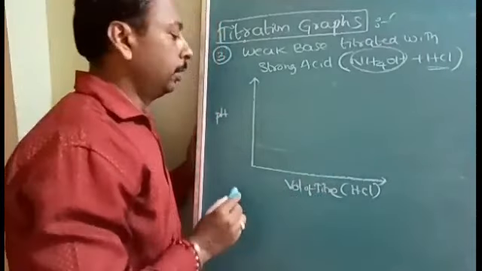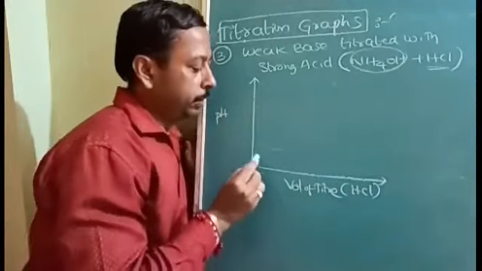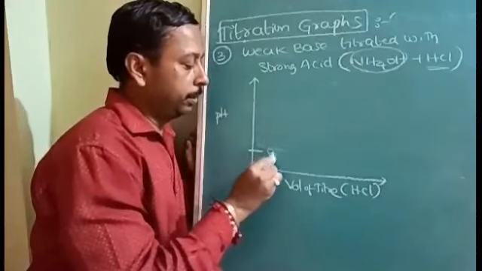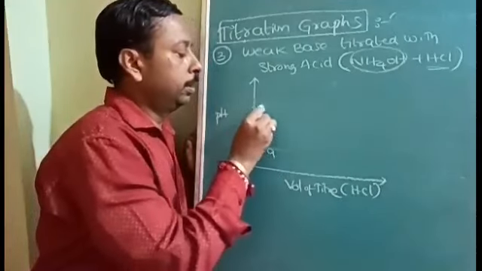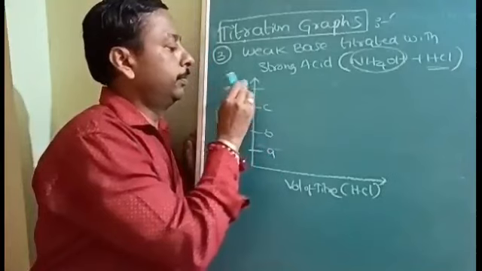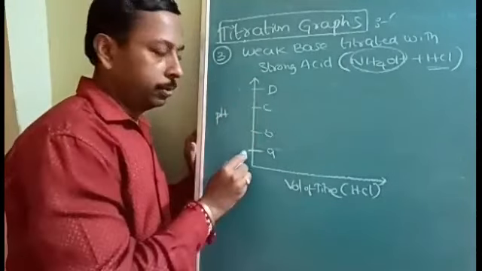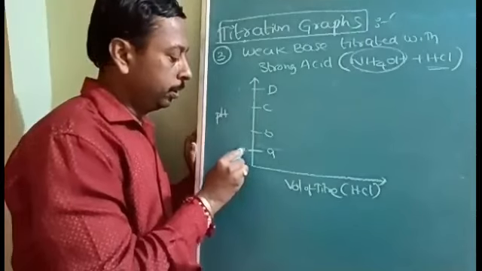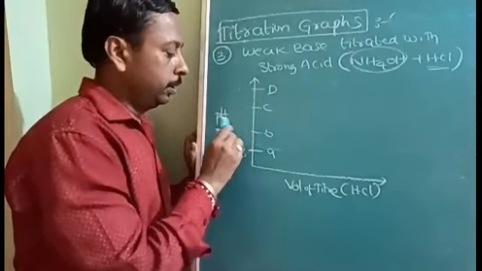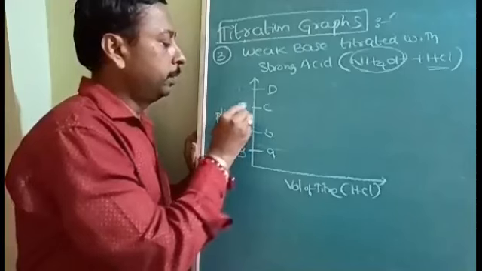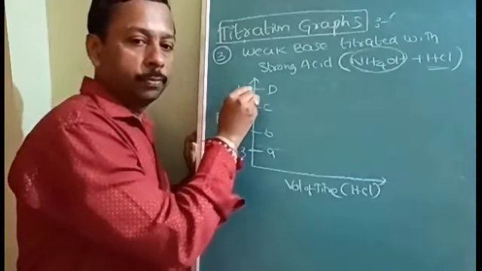Okay. Now you tell me, I will give you option A, option B, option C, option D. From where the curve will start? So here I am giving you 3. This is 5. This is 8. This is 14.